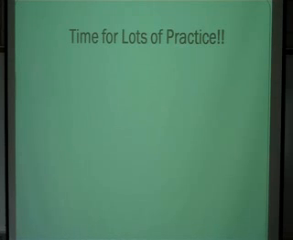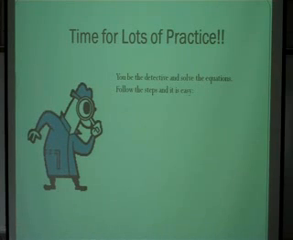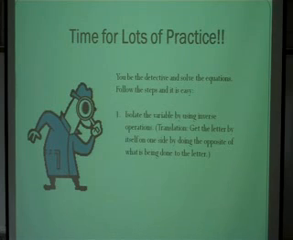Now it's time for lots of practice. You're going to be the detective and solve the equation. Follow the steps, and it's easy. The first step, isolate the variable by using the inverse operation. What this means is to get the letter by itself on one side by doing the opposite of what's being done to the letter.